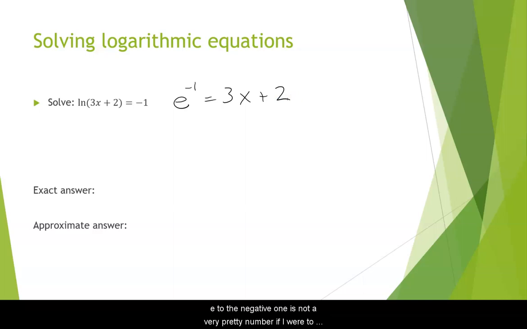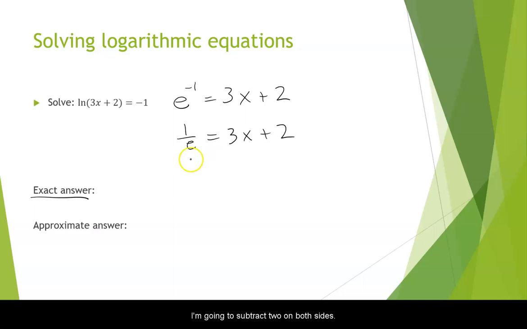E to the negative 1 is not a very pretty number if I were to write it in decimal form, but it's still a number. I can write it as 1 over e equals 3x plus 2. Since I know that I'm looking for an exact answer, I want to leave that as 1 over e. I don't want to enter a decimal. I'm going to subtract 2 on both sides. 1 over e minus 2 equals 3x.